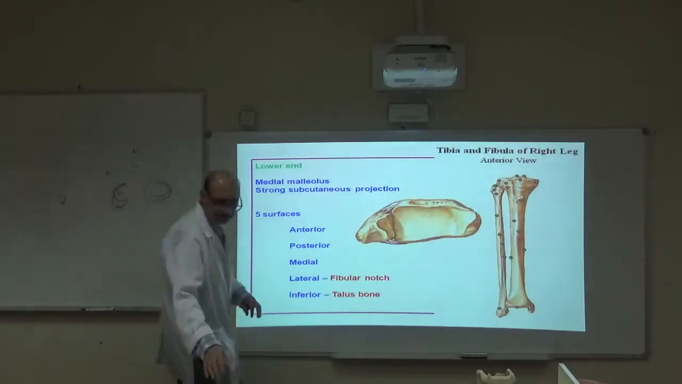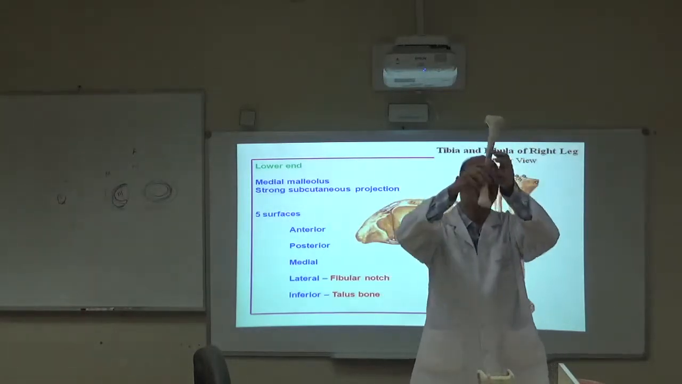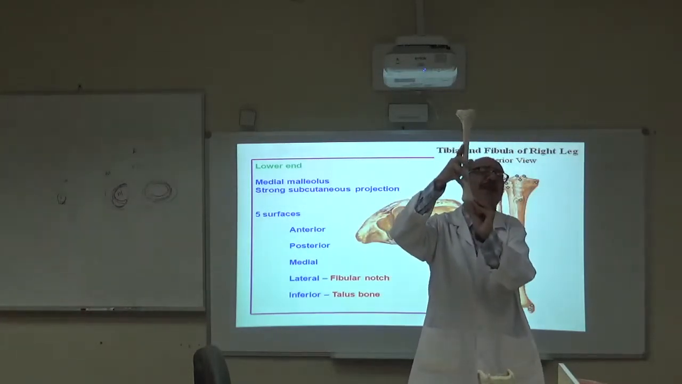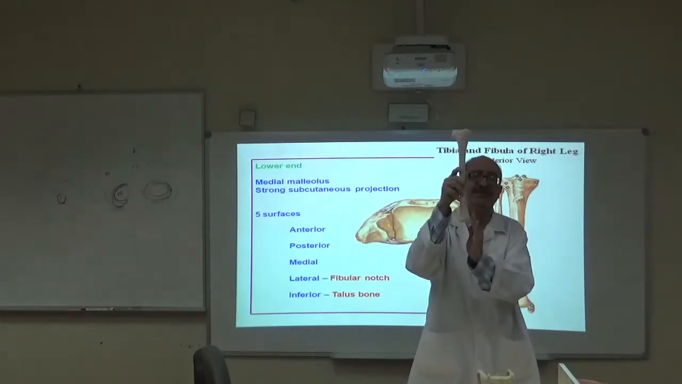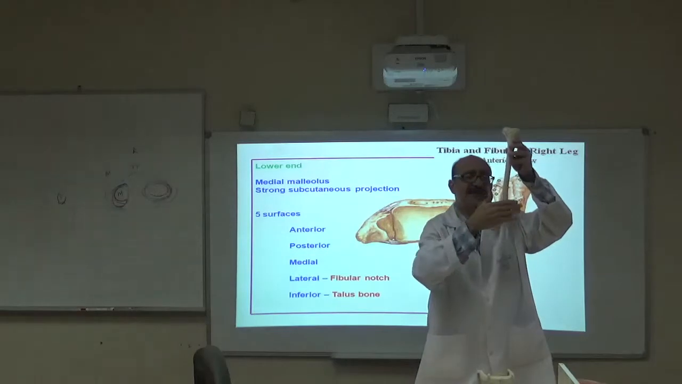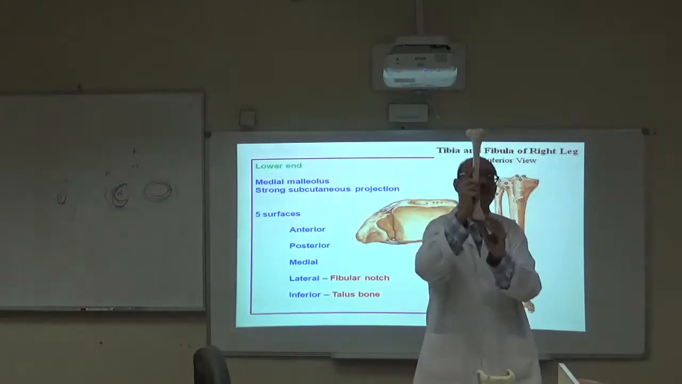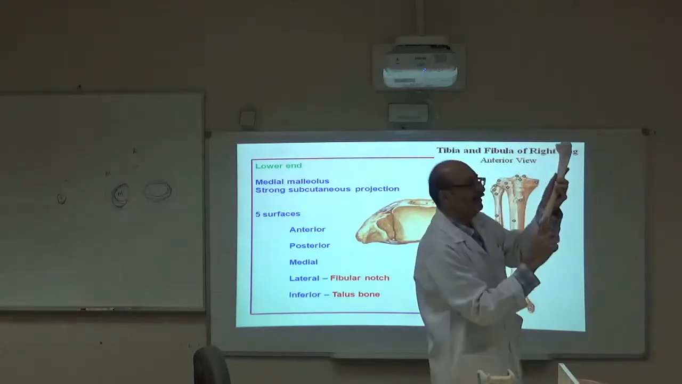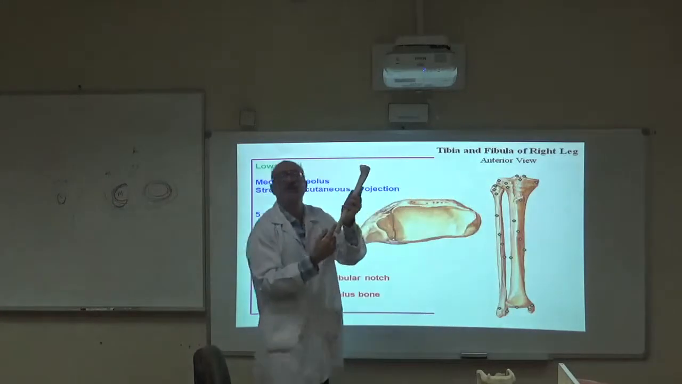Lower end. Here is the lower end of the tibia. You can appreciate on the lower end, the most striking feature is this malleolus. This is on the medial side. So the medial surface is covered with the malleolus. Then it has an anterior surface. It has a posterior surface. It has a medial surface with the malleolus. It has a lateral surface with a notch. This is called the fibular notch.